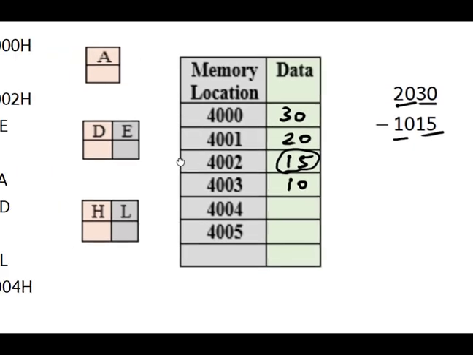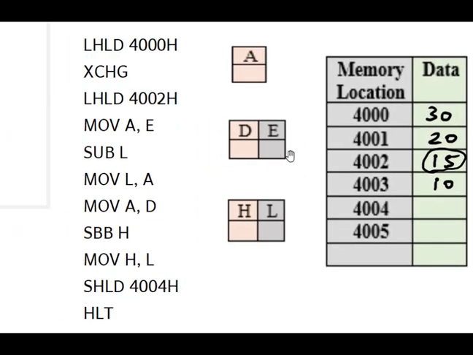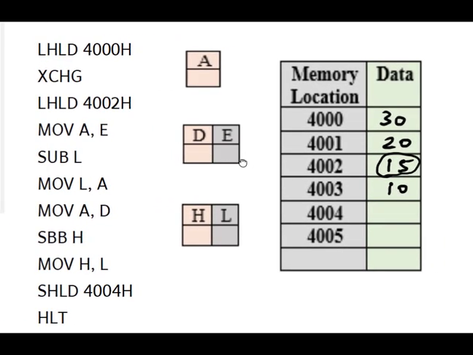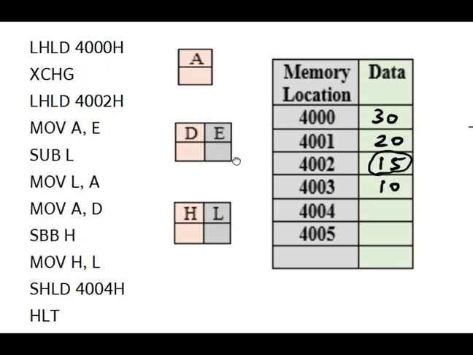So this is the number, stored in this particular order, and we'll do this 16-bit subtraction. Actually in the 8085 there is a provision to perform only 8 bits at a time, but let us see how we can do it with 16 bits. The first instruction is LHLD 4000H. What does this LHLD do? LHLD loads the HL register pair with the data from the memory location. So what does it do, LHLD 4000?